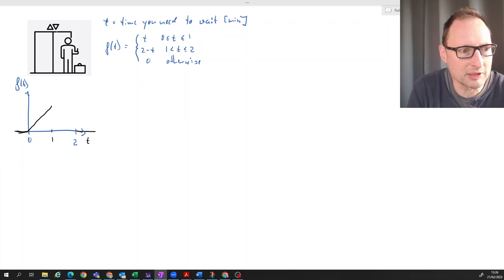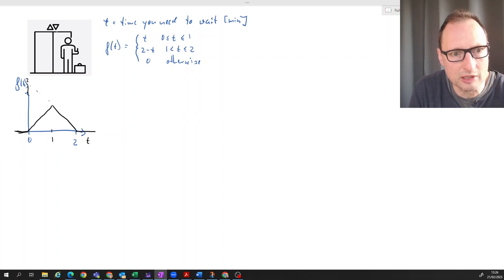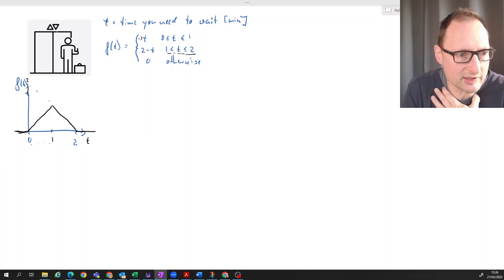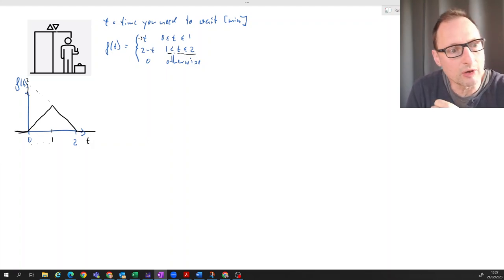Now 2 minus t, that means think about 2 as an intercept here. Let's say that was 2, and then minus t, but we're only using it on the interval between 1 and 2, not on the interval between 0 and 1, because there the other one is the relevant density function. So that looks like the density function. There's highest density around 1 minute, and lower density for the lift to come either very quickly or to take very long.